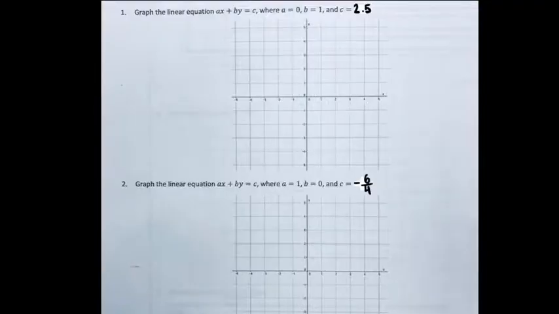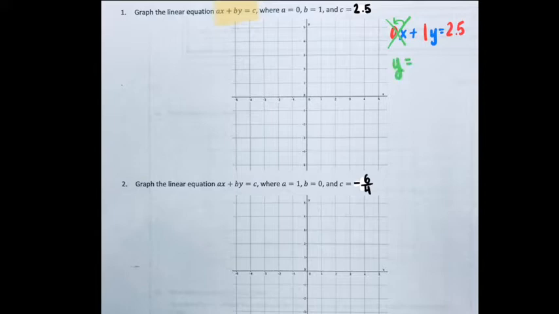In lesson 14, we are looking at the graph of linear equations that form horizontal and vertical lines. So let's look at this first example. I'm going to plug in 0 for A, 1 for B, and 2.5 for C. Because of the zero property of multiplication, anything multiplied times 0 is going to be 0. So when you have the variable multiplied by a 0, you're automatically going to get a 0 product.